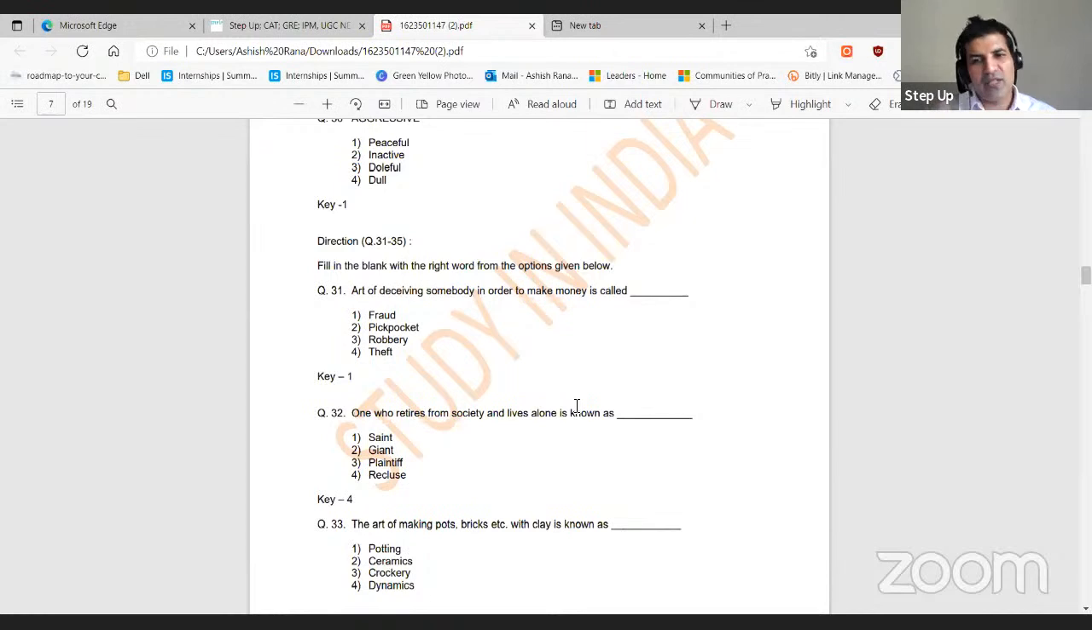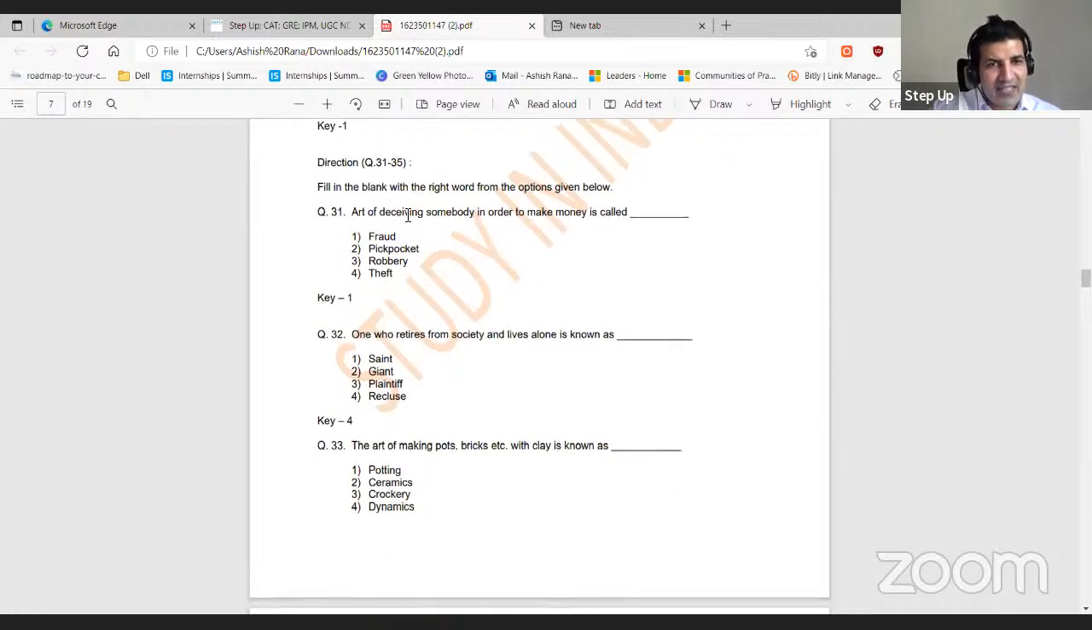Pickpocket is different. Robbery is like, you had gone somewhere, suddenly your house is ransacked, all the things taken away, your TV and things like that. So that's robbery. But yeah, this is simple, right? I hope there is no confusion here. Trapping people, right? Okay, now second, one who retires from society and lives alone.